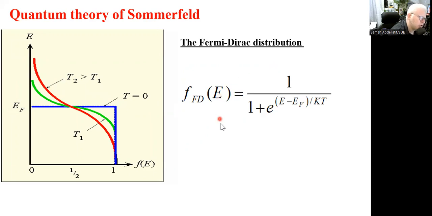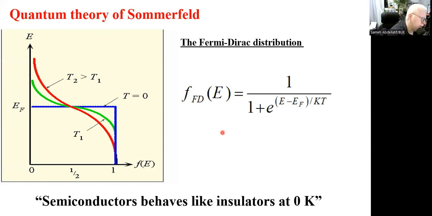And this is the function used to describe the probability of finding an electron, or the probability of finding a hole, which is of course 1 minus the probability of finding an electron. If f of E is the probability to find an electron, then the probability to find a hole is basically 1 minus f of E. And again, at 0 degree Kelvin, no electrons will be in the conduction band, and your semiconductor will behave like an insulator at 0 degree Kelvin.